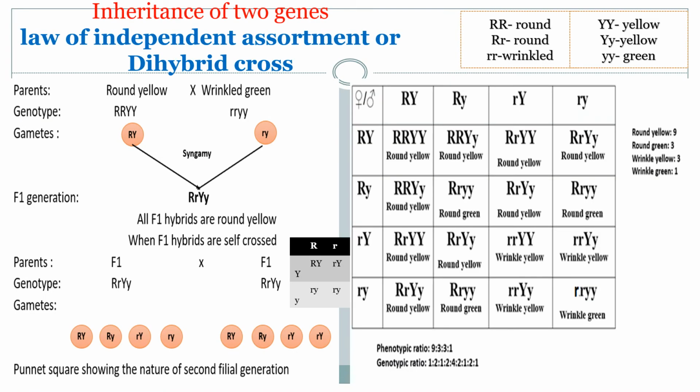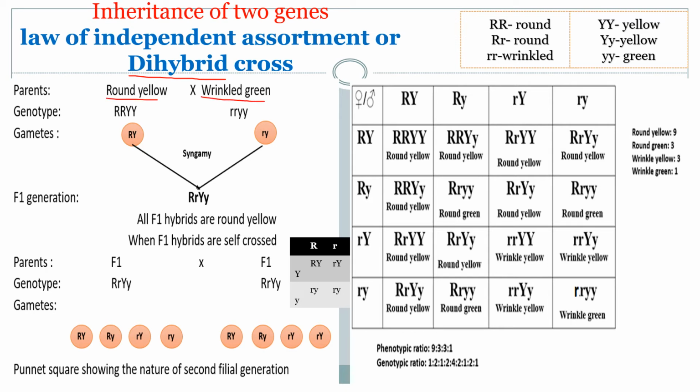Now, let us go for the inheritance of two genes. It is also known as the law of independent assortment or dihybrid cross. Dihybrid cross means a cross which involves two characters. Here, the two characters which were taken by Mendel were round yellow and wrinkled green.